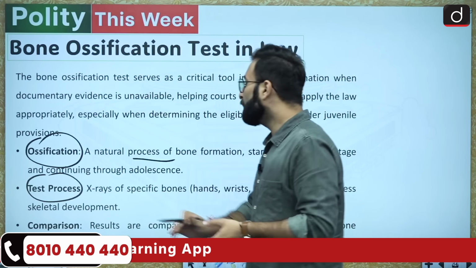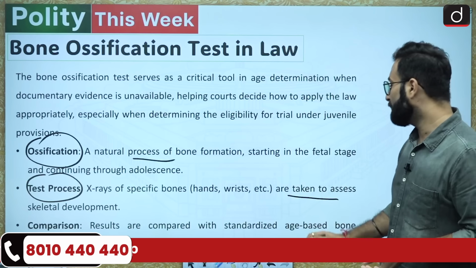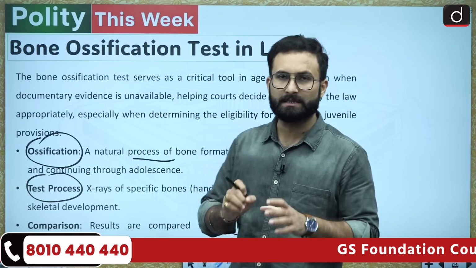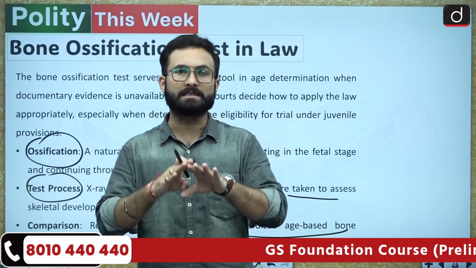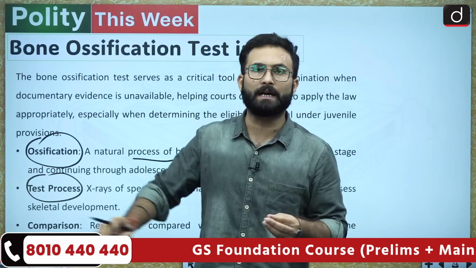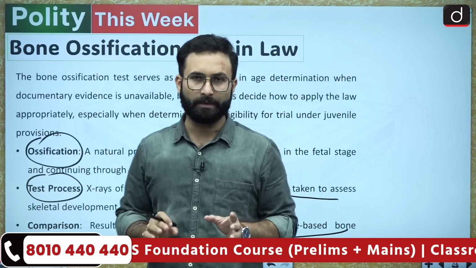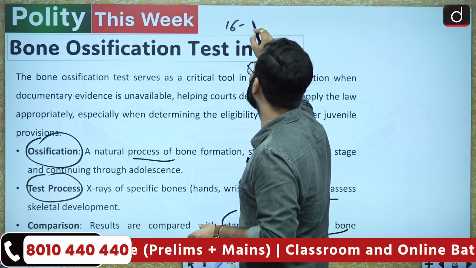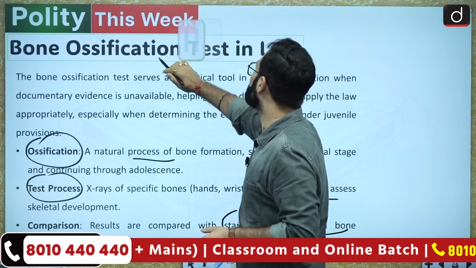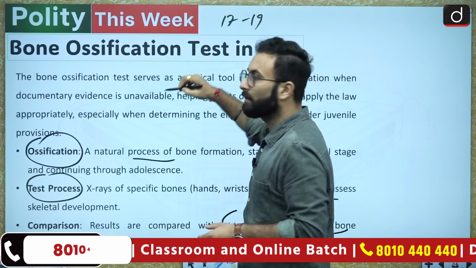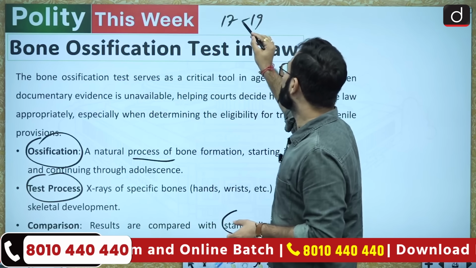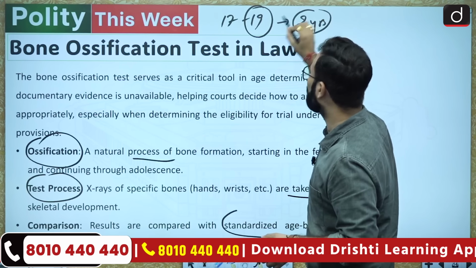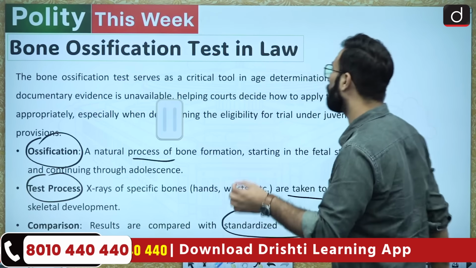Now coming to the comparison, the results are compared with standardized age-based bone maturation data to estimate the person's age. So there is already standard data with which you compare the X-ray, and then you decide what the age is. The ossification test gives you a bracket, like it will say from 16 to 18 years of age, or that this person is of age 17 to 19. Generally in these cases the court will take the upper age and consider a bracket of 2 years. So that is with respect to the bone ossification test.